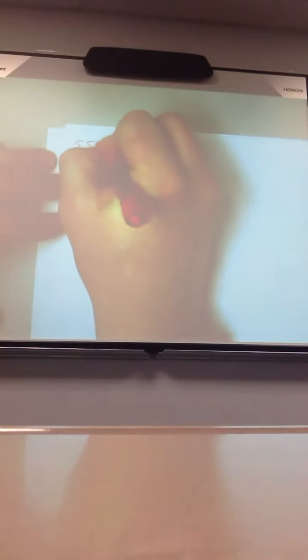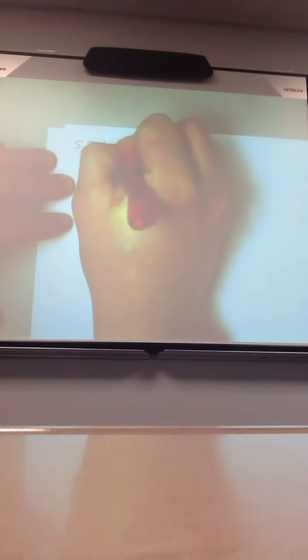All right, 5.5. So we're going to start with linearization.